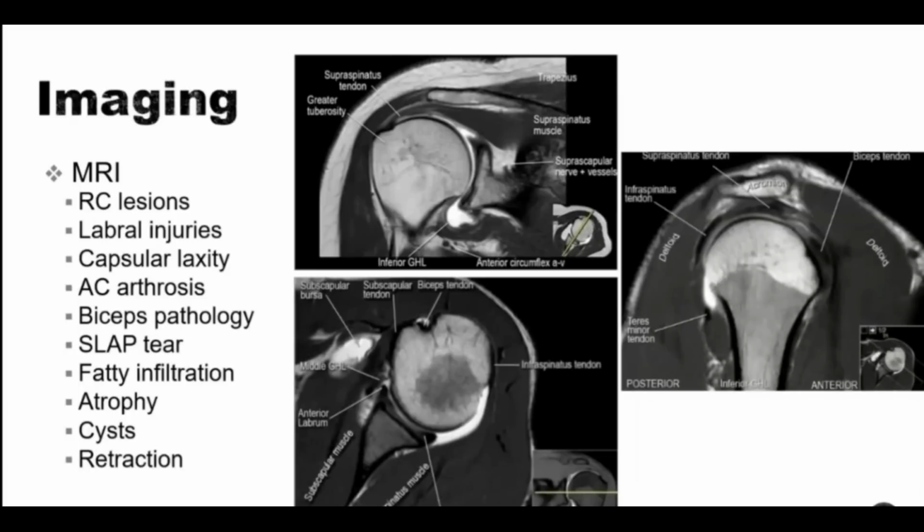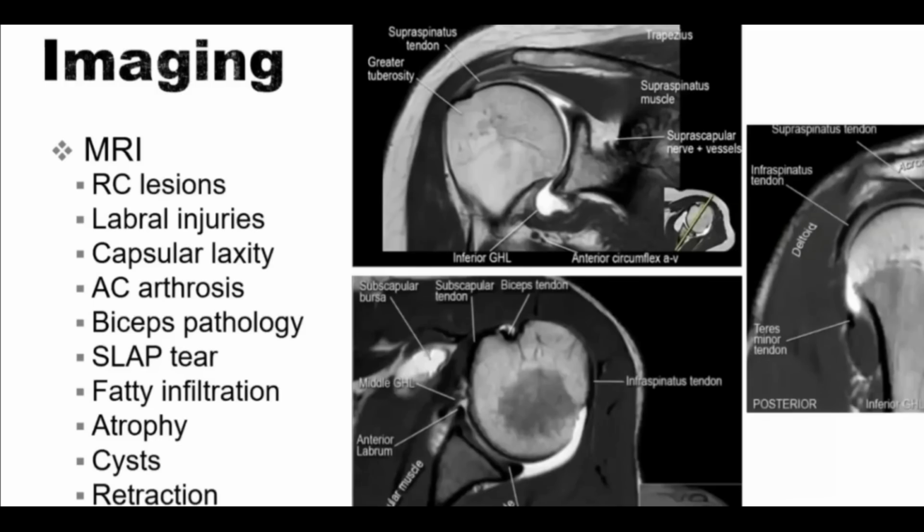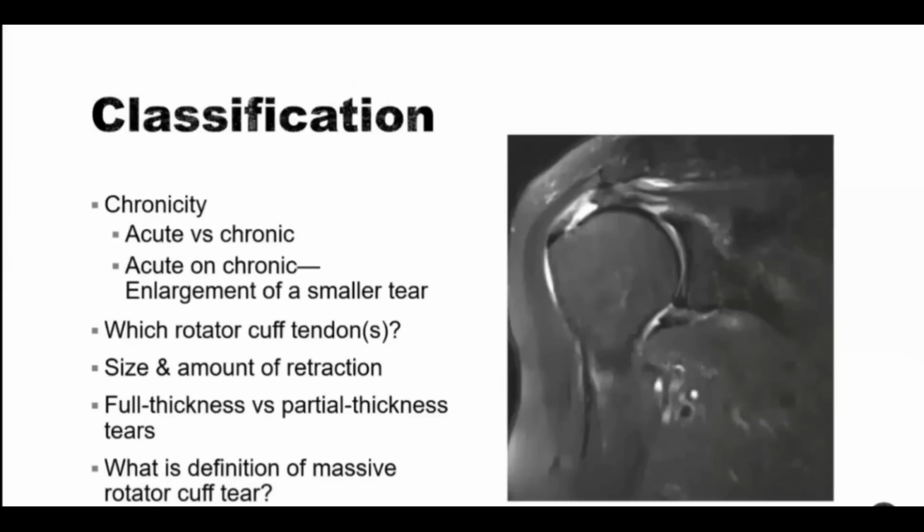So other things on the MRI, we evaluate the biceps. We can sort of evaluate the superior labrum, although I think that falls in the category of really being better evaluated on an MR arthrogram. Fatty infiltration, Winston touched on, and we'll see that on some images coming up. Cysts, and then retraction of the rotator cuff.